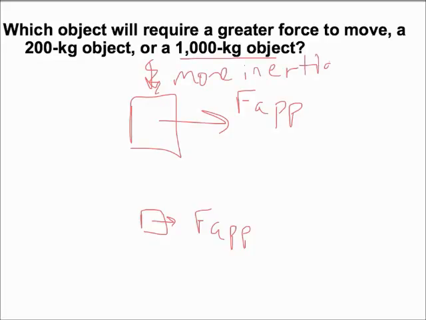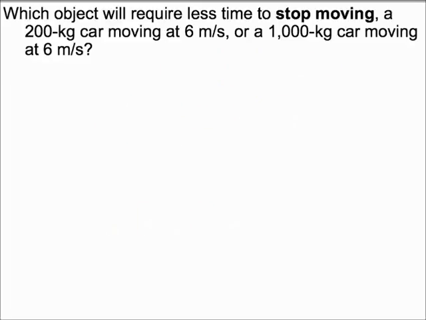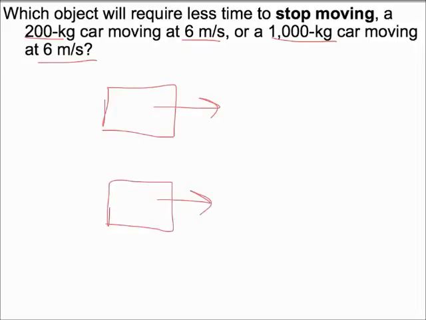Remember what inertia is. It's a property of something, and it says that this object is going to want to remain at rest more than this object. Here's another question. Which object will require less time to stop moving? A 200 kilogram car moving at 6 meters per second, or a 1,000 kilogram car moving at 6 meters per second. So I'm just going to represent these cars as boxes. This one's 200 kilograms, and this one's 1,000 kilograms.